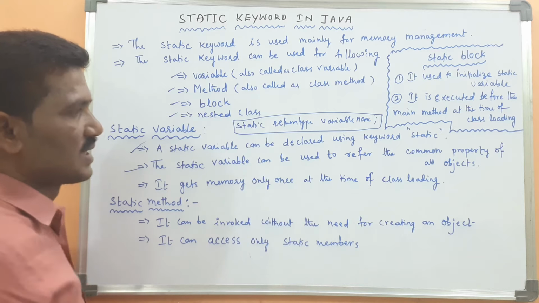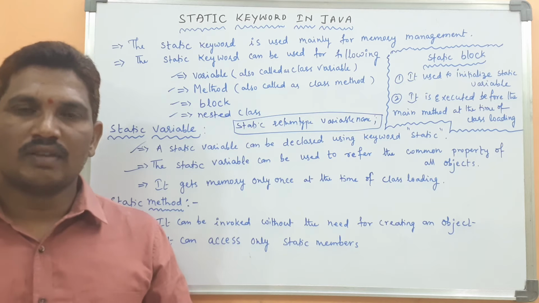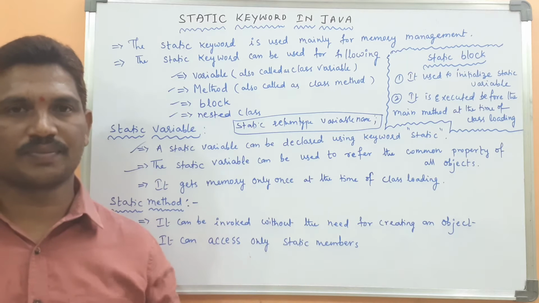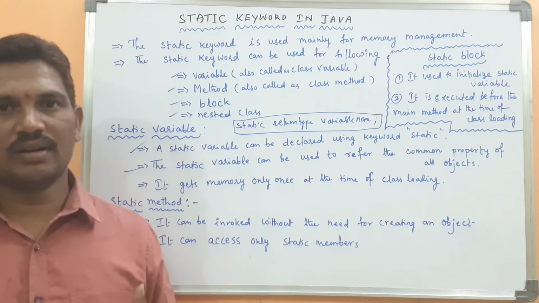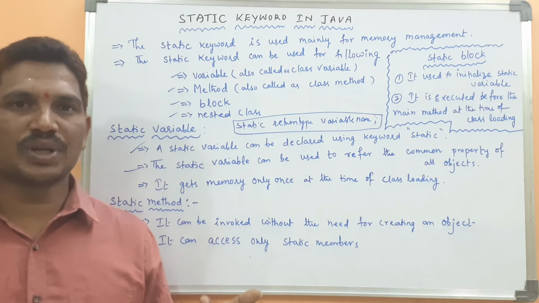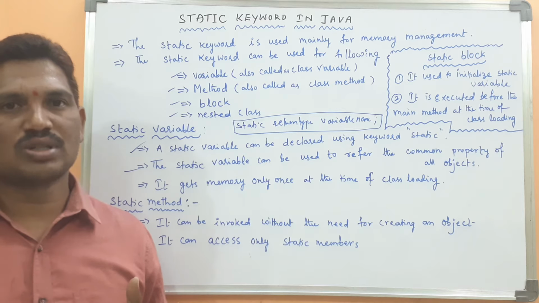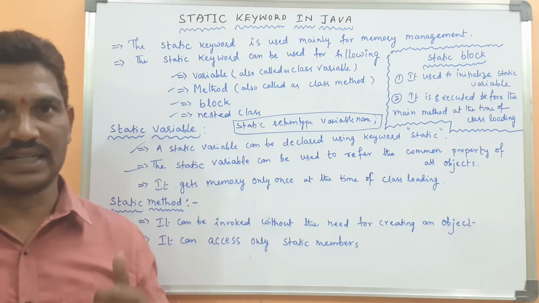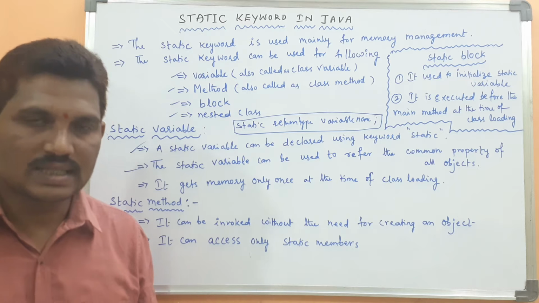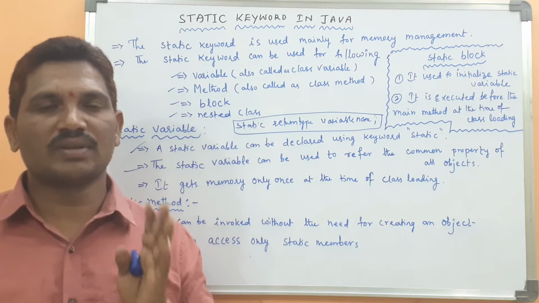It gets memory only once at the time of class loading, because as I told you, the memory will be allocated only once to the static variable at the time of loading the class. Generally, for the instance variable of a class, the memory is allocated whenever you create an object of the class. But static is different. The memory is allocated to the static variable when the class is loading. That is the difference. Please everyone keep it in mind.